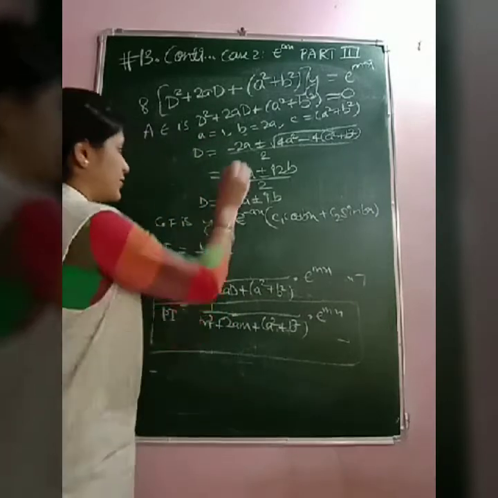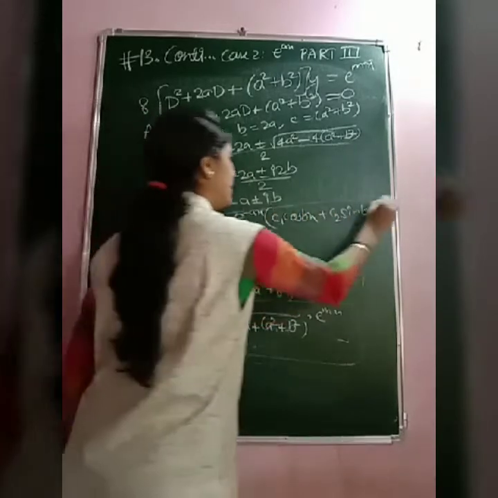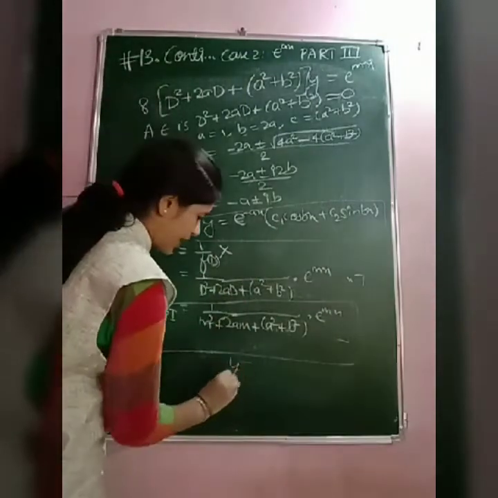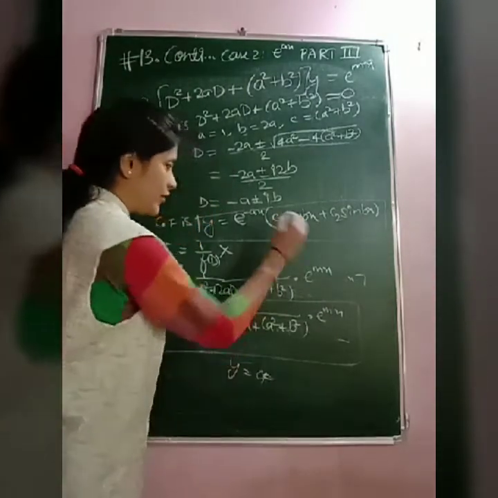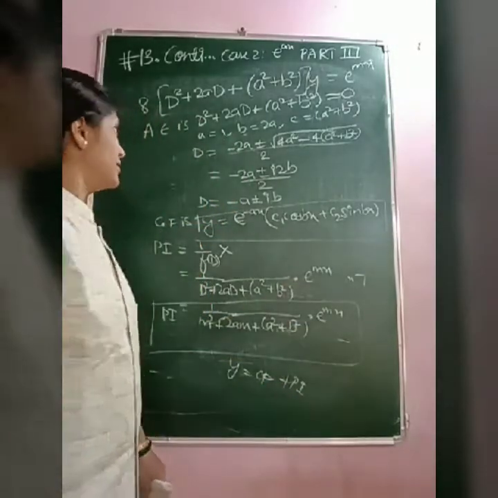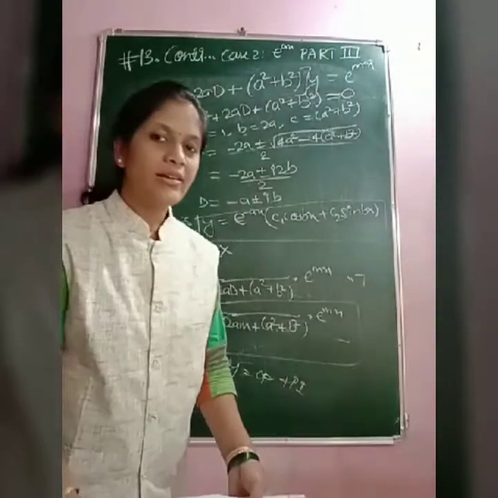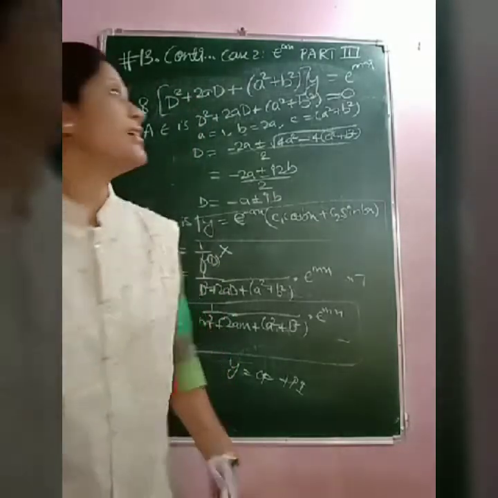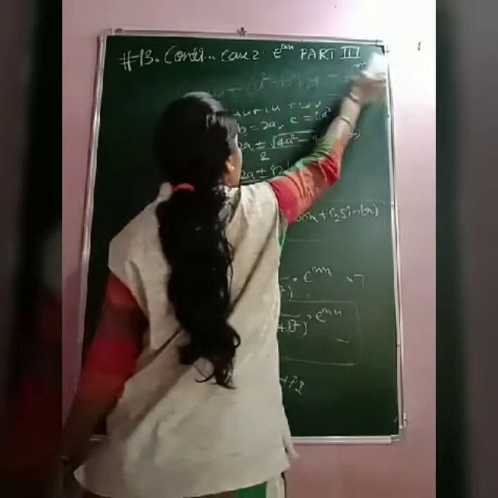This is nothing but our CF. The complete solution is CF plus PI. Y equals CF, we have to write down completely this, plus PI completely this. So this is our 8th example. Now let us do some more examples. Let us look into the 9th one.